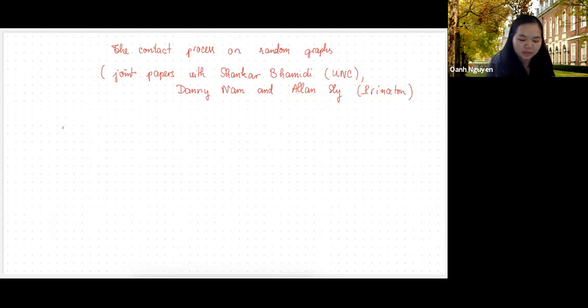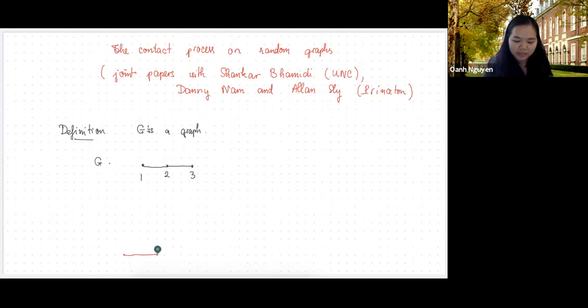So, definition. Let G be a graph. And let me start off by an example first. So let G be just a very simple graph with only 3 vertices, 1, 2, and 3. Okay, and the contact process on G is explained in graphical representation.